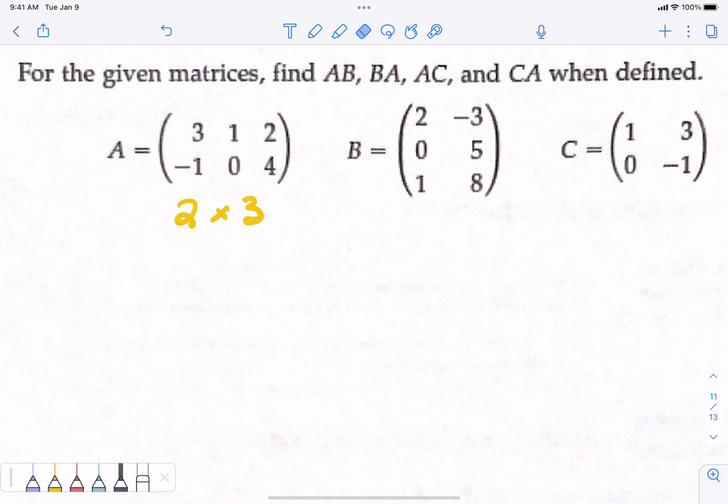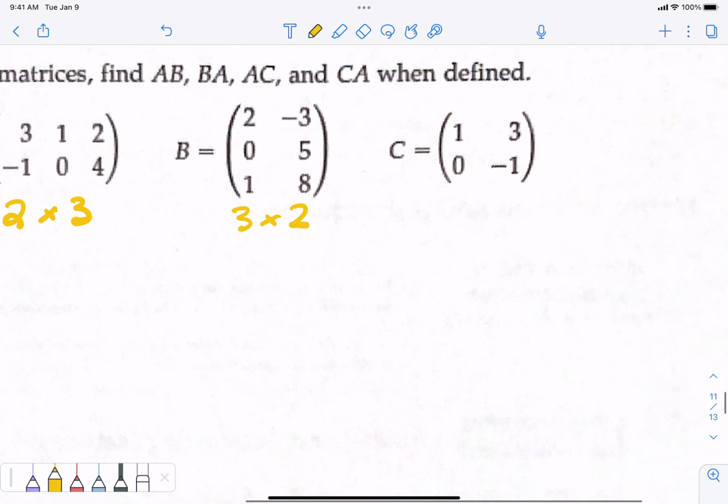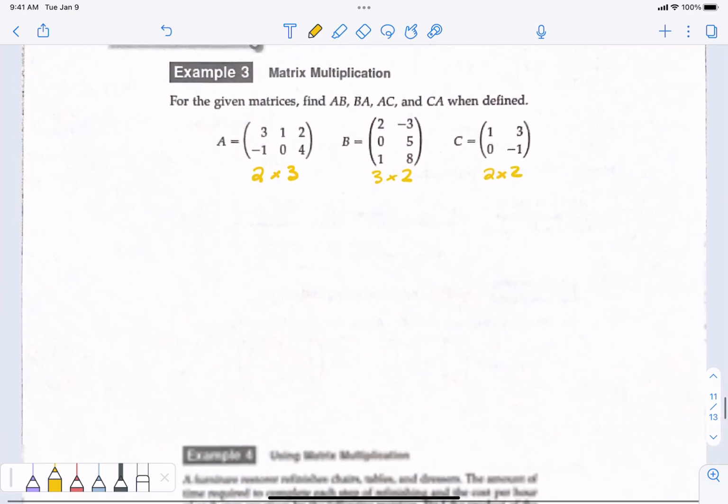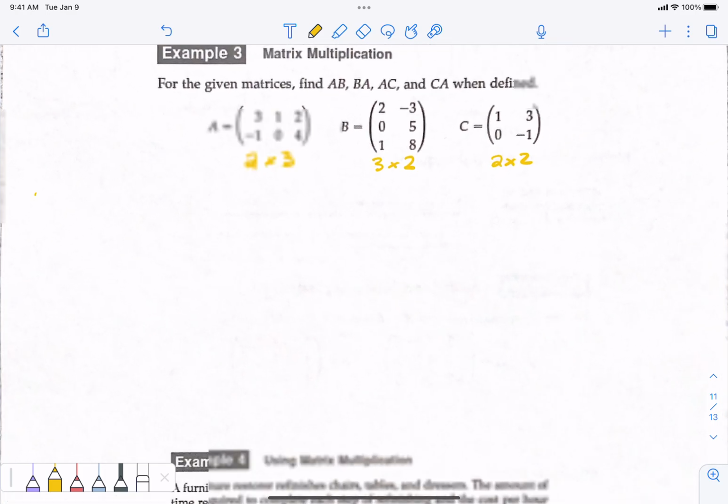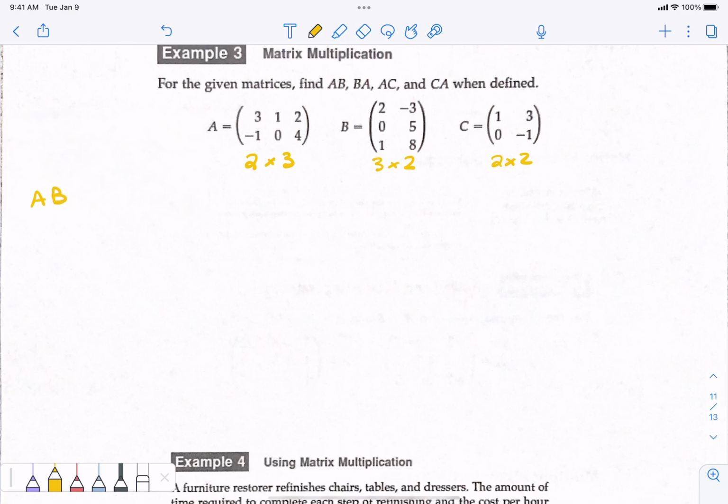Write that down. That's a 3 by 2. B is a 3 by 2. And C is a 2 by 2. Okay? All right, they are wanting us to find AB. I'm going to write AB over here. Then they want us to find BA. Then they want us to find AC and CA. Okay? These are the 4 things that they're wanting us to do.